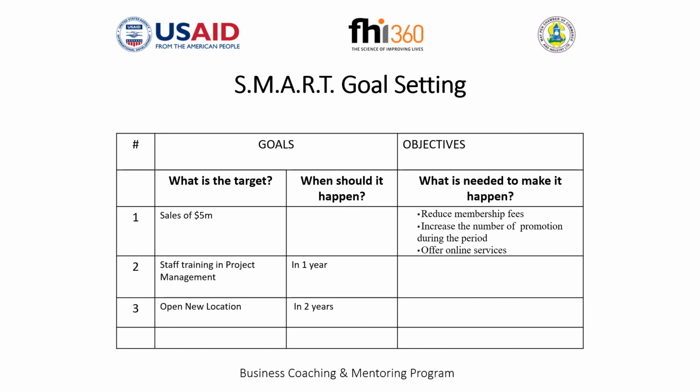Another goal is number 2, staff training in project management. So this company wants all their staff to have training in project management. When should it happen? In 1 year, right? So in 1 year from today, 1 year from the date they set the goal. So you can even be more specific, if it's 1 year from the day the goal was set, you put the exact date next year.